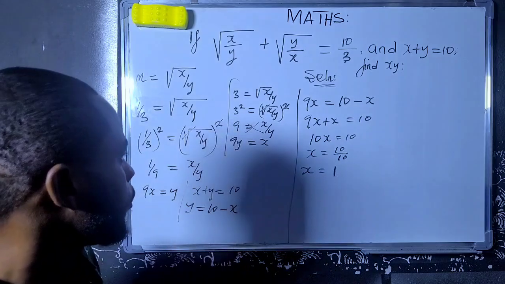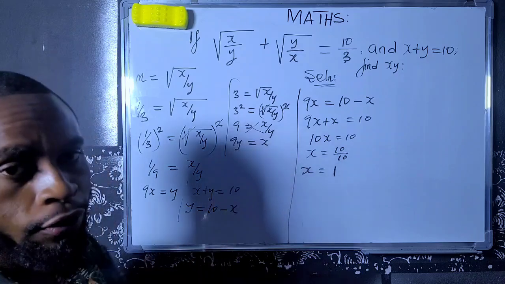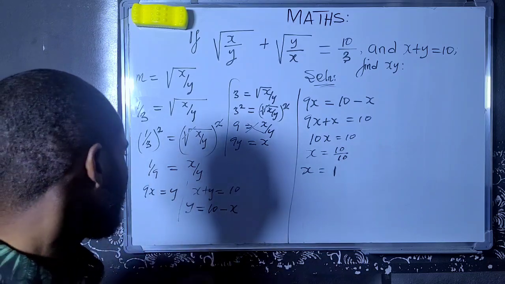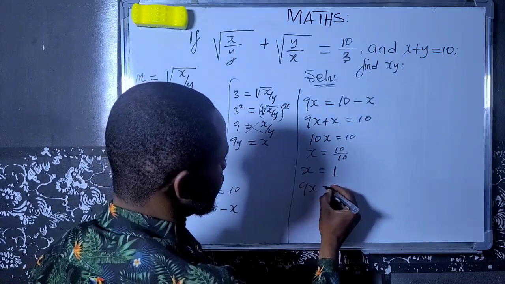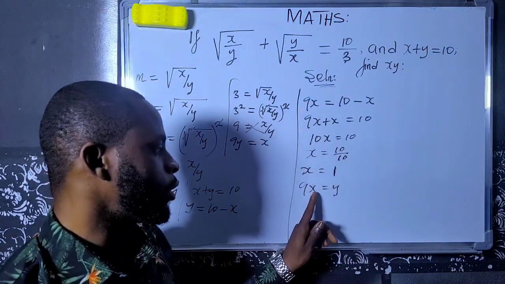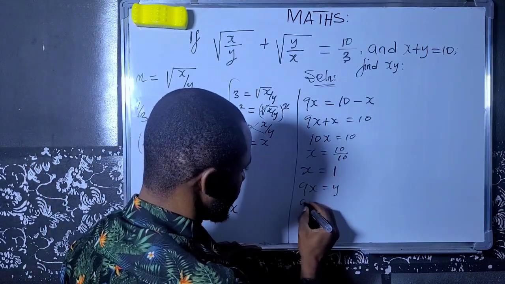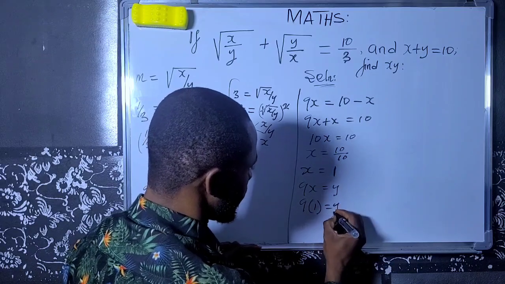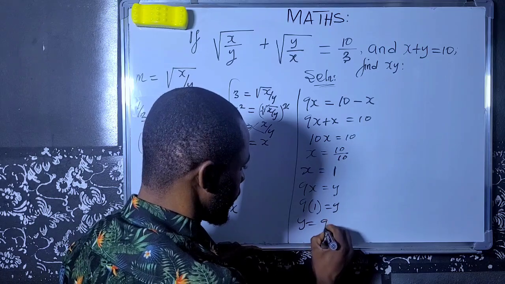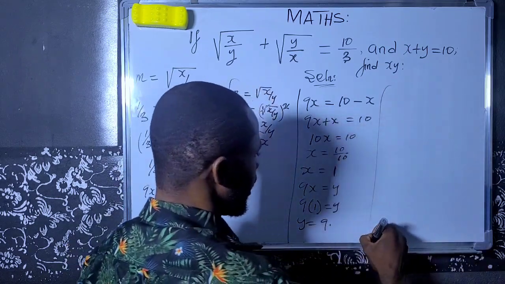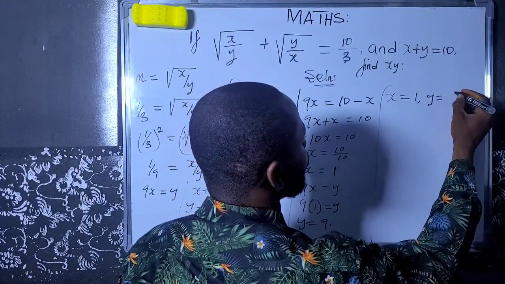Now to get the value of y, we are going to substitute this value into any of these equations. In that case, if you use 9x equals y, since we have gotten the value of x as 1, we substitute 1 for x here, and we have 9 into 1 equals y. Therefore, 9 times 1 gives us 9. Therefore, y equals 9. At this point, we have that x equals 1 and y equals 9.